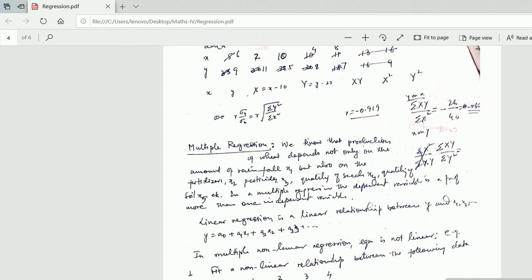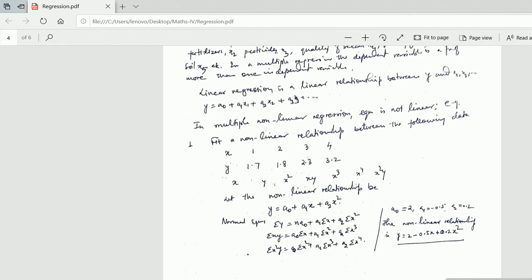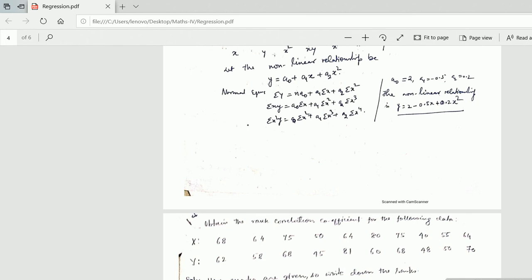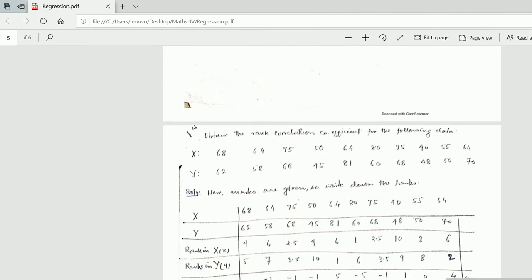So the line of regression is a linear relationship between y and x1, x2, x3, etc. And this can be put as y equals a naught plus a1 x1 plus a2 x2 plus a3 x3 plus and so on. In multiple non-linear regression, the equation is not linear. For example, see, this is one question.